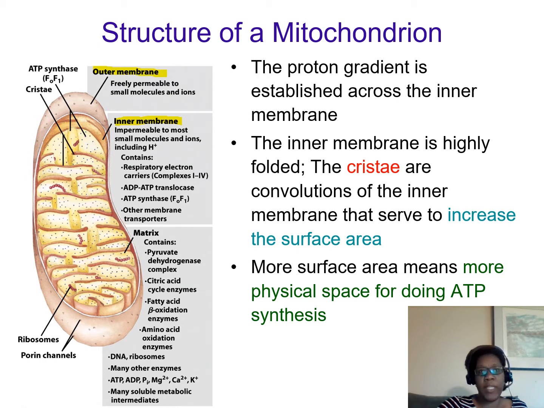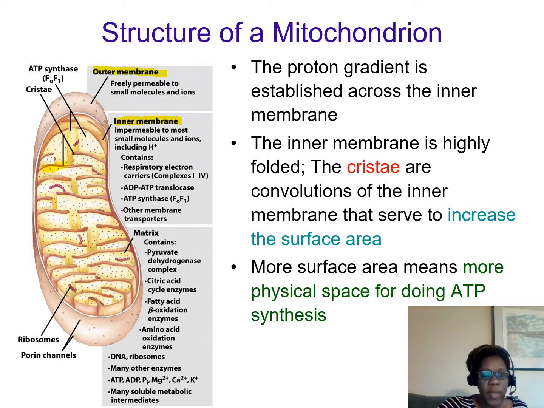The inner membrane is folded over and over and over again. We call the folds cristae, and that increases the surface area. And so all this inner membrane that gets folded over and over and over and over again in the mitochondria contains the proteins of the respiratory chain and ATP synthesis, so we can have more physical space for synthesizing our ATP.